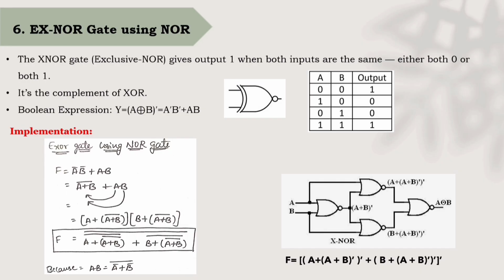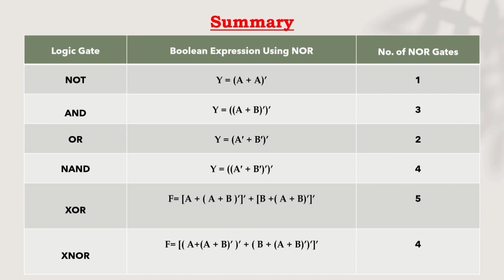Let's move on with the summary. We have the Boolean expression for each gate and the number of NOR gates required to design that particular gate. In order to design the NOT gate only by using the NOR gate, we need a single NOR gate. In order to design the AND gate using the NOR gate, the minimum number of NOR gates required is 3. While designing the OR gate, we need at least 2 NOR gates.